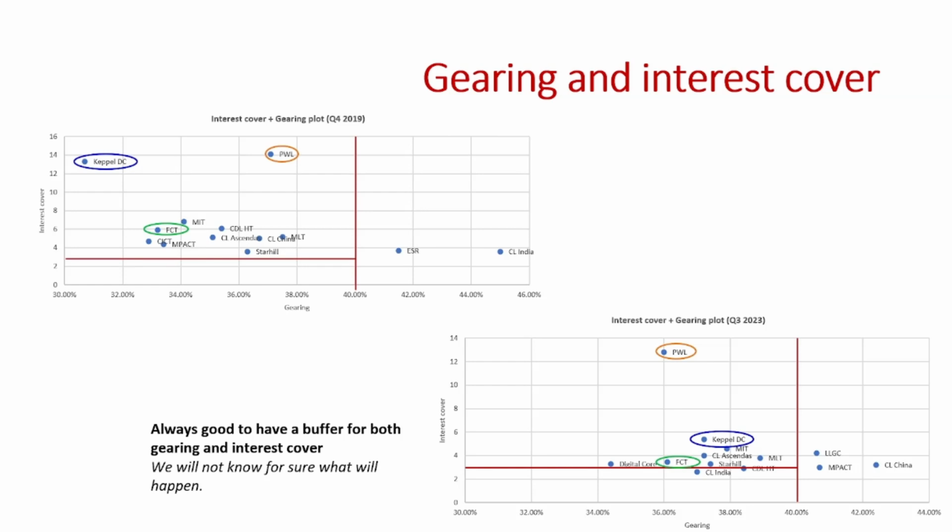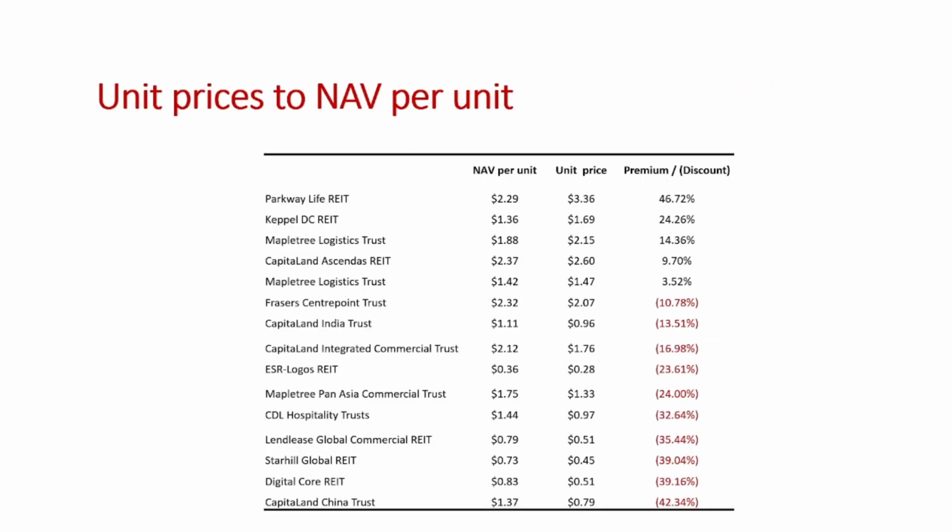As we are unsure what will happen, it's better to find REITs with a good buffer for both gearing and interest cover. Here's a sample list that reported their Q3 2023, showing how they are trading relative to their NAV per unit. Few are trading above the NAV.